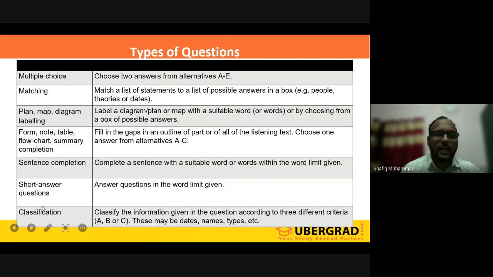For example, you need to write A, B, or C, or dates. Sometimes even maps will be given, about where this person is going. For example, this person is going right, and there A is there. Definitely we are going to discuss these things. Yes, you can hold your horses.